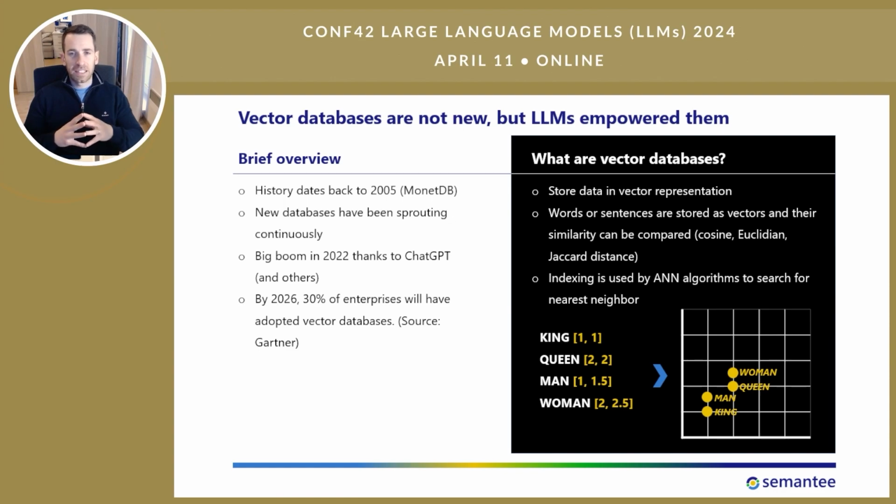So now semantic search is technically so much easier to implement than it was a couple of years ago without large language models. Actually, Gartner predicts that by 2026 or so, roughly 30% of all businesses will have implemented this vector database, which is the thing that powers semantic search. So what are vector databases?